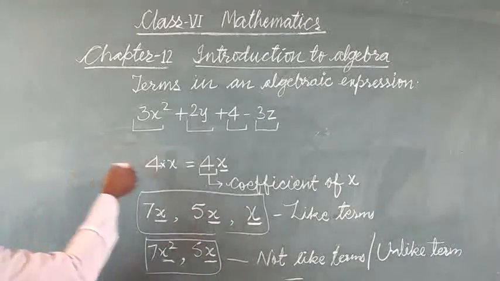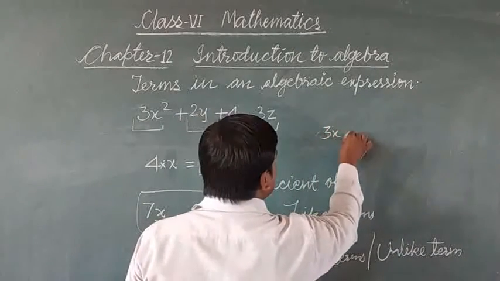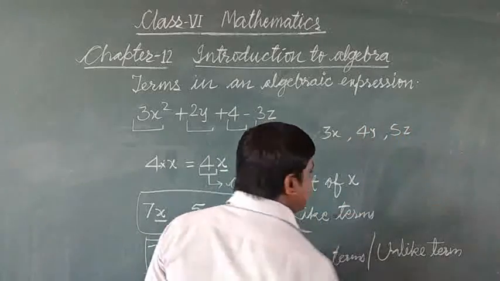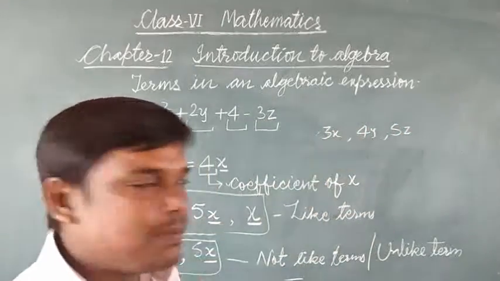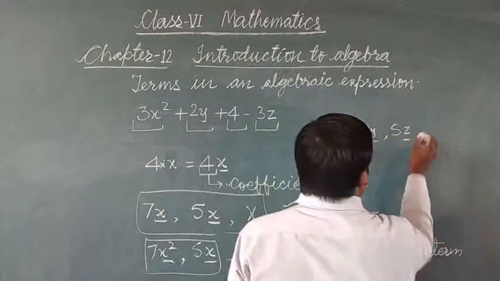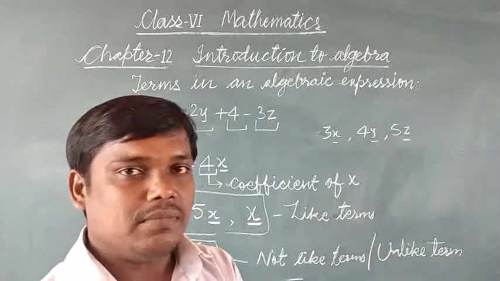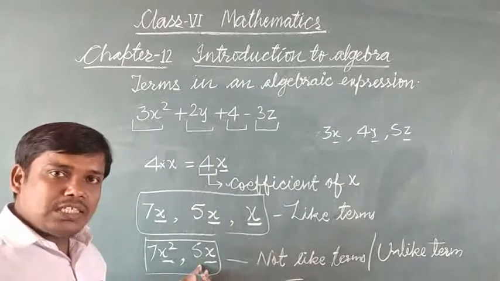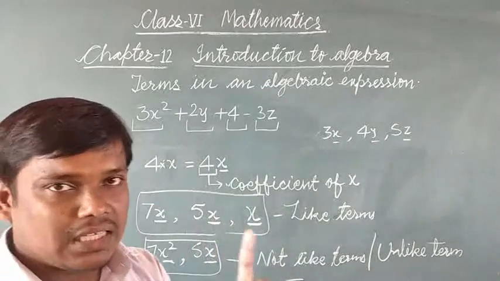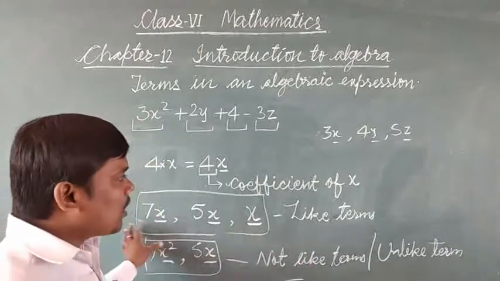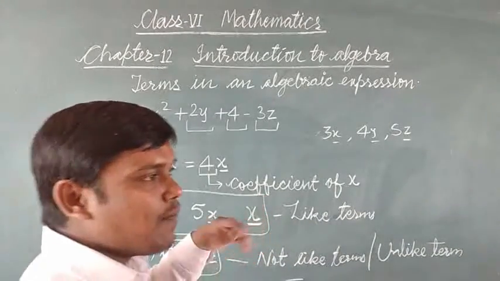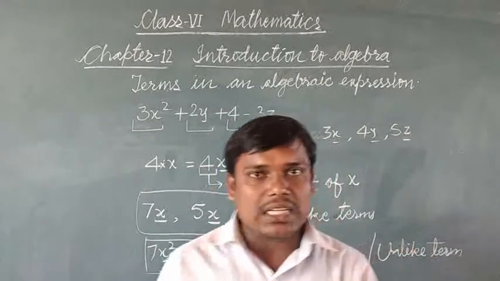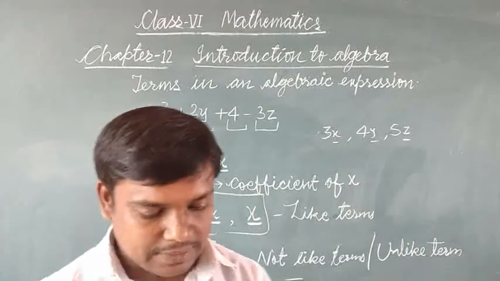In this kind of case, suppose you have 3x, 4y, 5z, you can easily say that these are not like terms because the variables are not the same. But here the variables are the same and their powers are not the same, even then these are not like terms. I hope you understood about like terms and unlike terms. If a question asks you to write the like terms and unlike terms, you can easily write them.